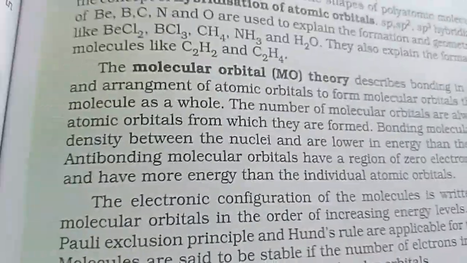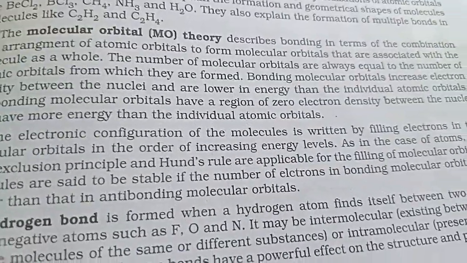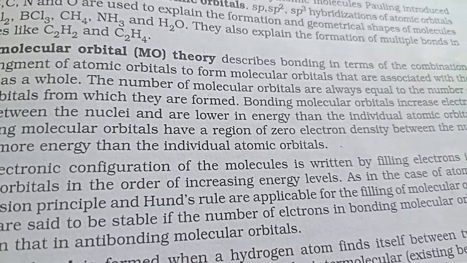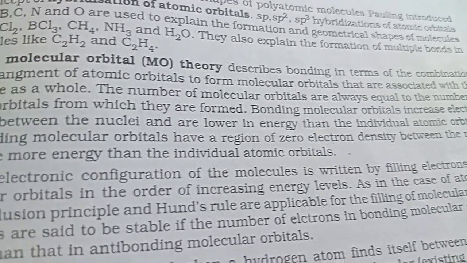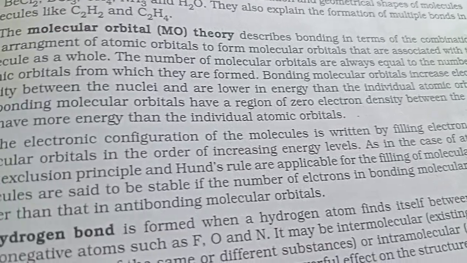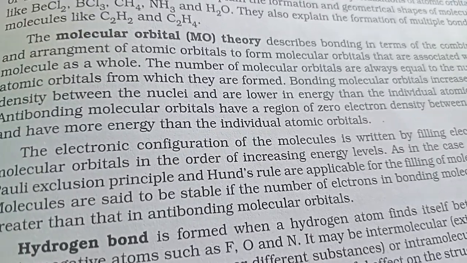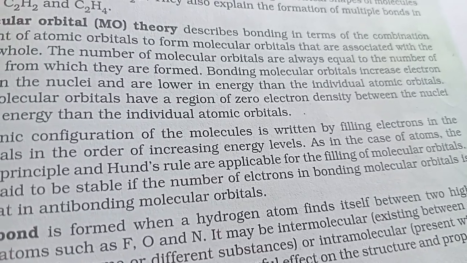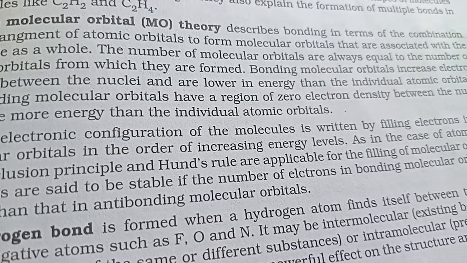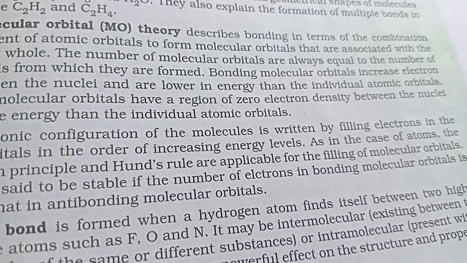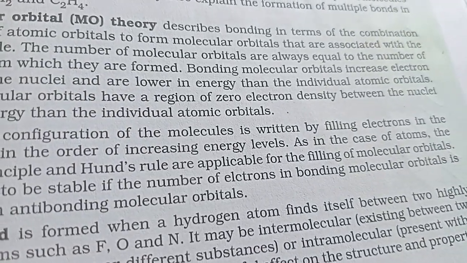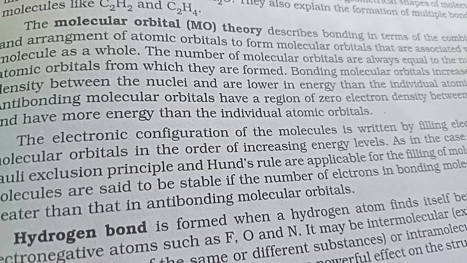The molecular orbital (MO) theory describes bonding in terms of the combination and arrangement of atomic orbitals to form molecular orbitals that are associated with the molecule as a whole. The number of molecular orbitals is always equal to the number of atomic orbitals from which they are formed. Bonding molecular orbitals increase electron density between the nuclei and are lower in energy than the individual atomic orbitals. Antibonding molecular orbitals have a region of zero electron density between the nuclei and have more energy than the individual atomic orbitals.